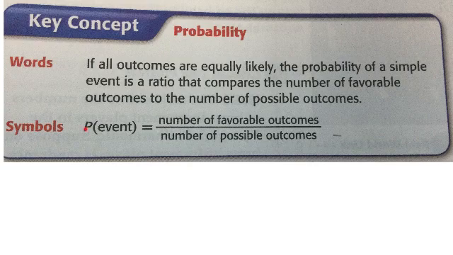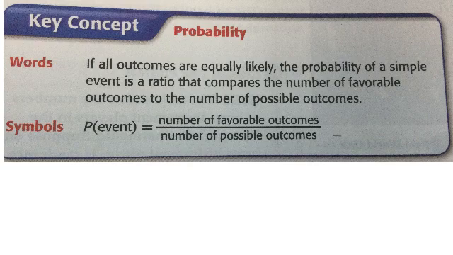If I ask you for the probability of rolling a 4, so say I've got dice. So how many sides does a dice have? 6. How many of those sides have 4 on it? 1. So what's the number of favorable outcomes? 1. Rolling a 4, there's only one way to do it. How many possible outcomes are there? 6. So the probability of rolling a 4 on a dice is 1 out of 6.